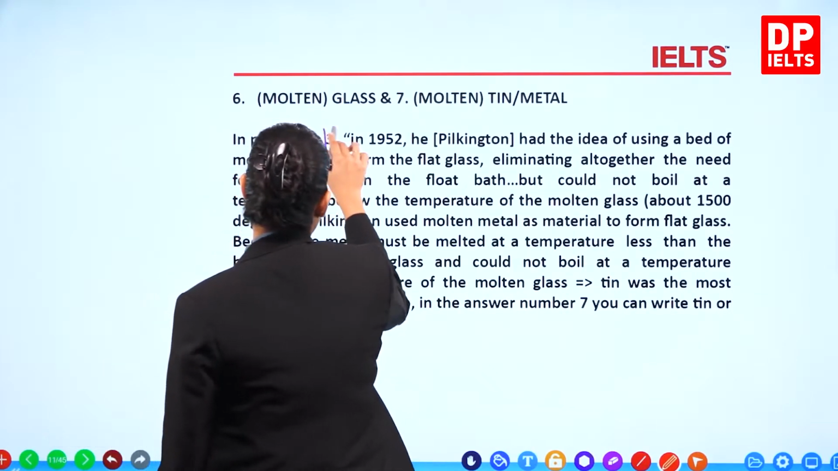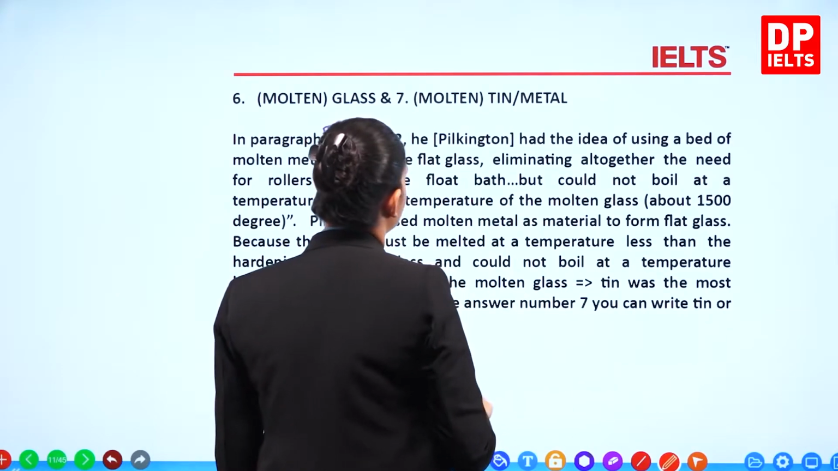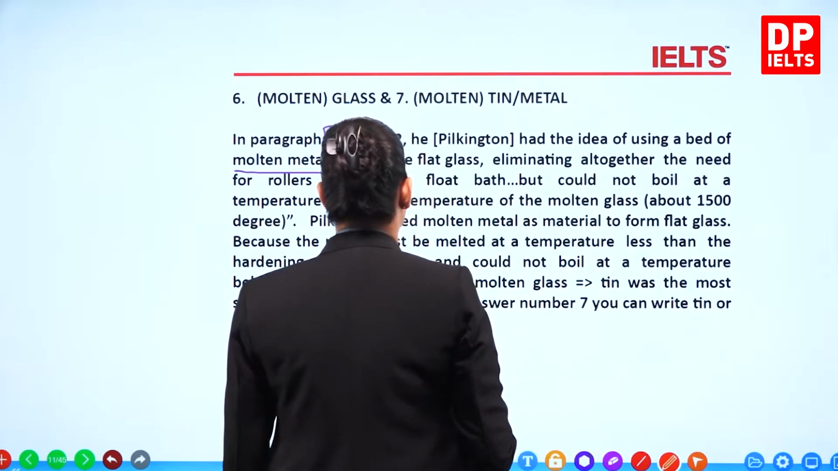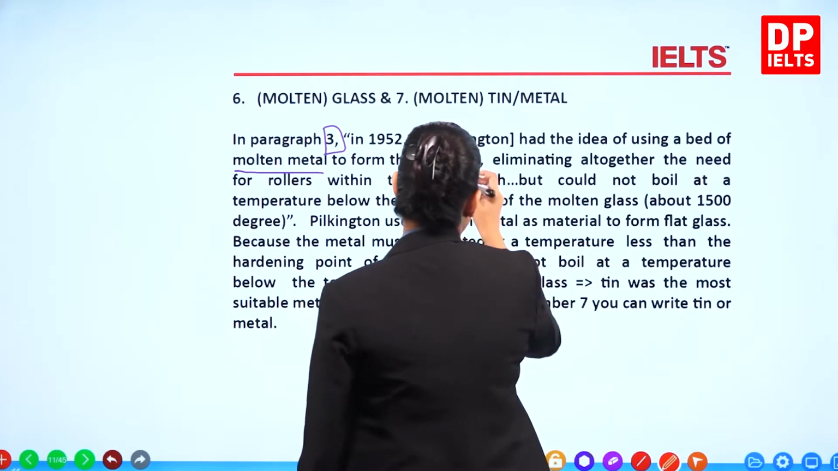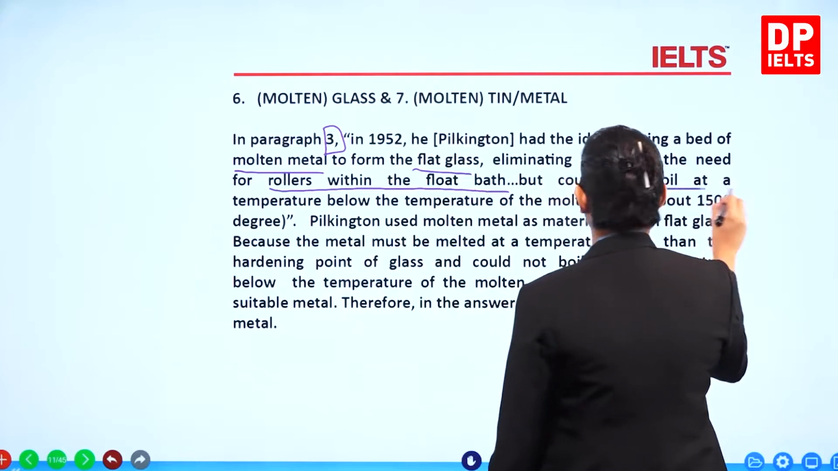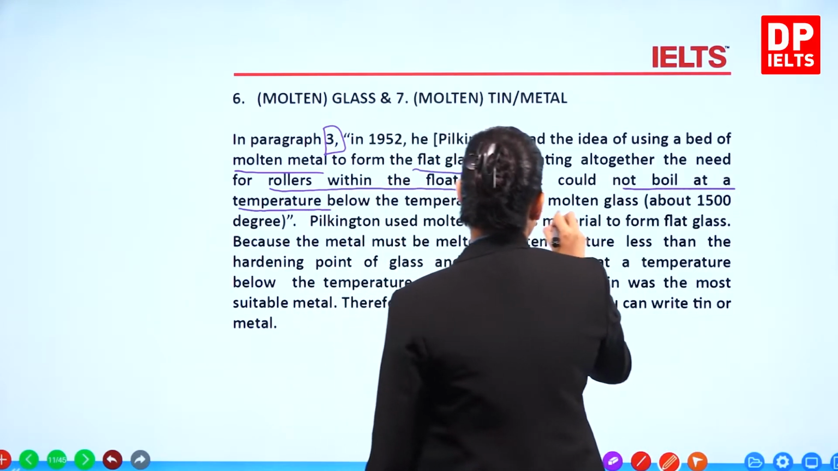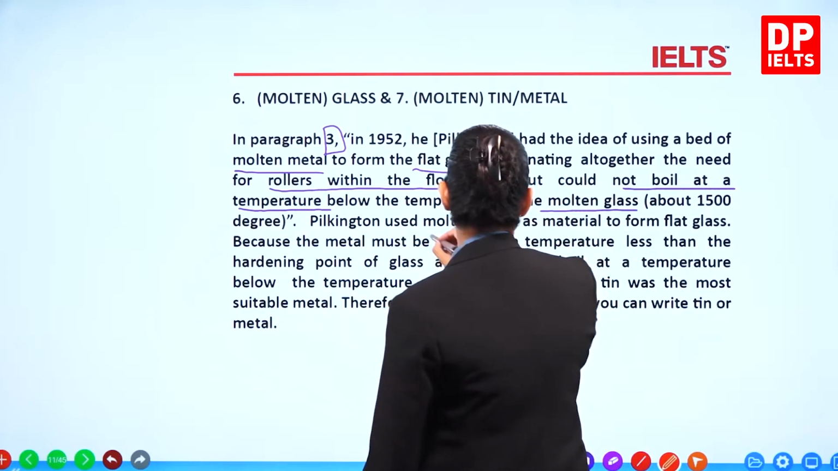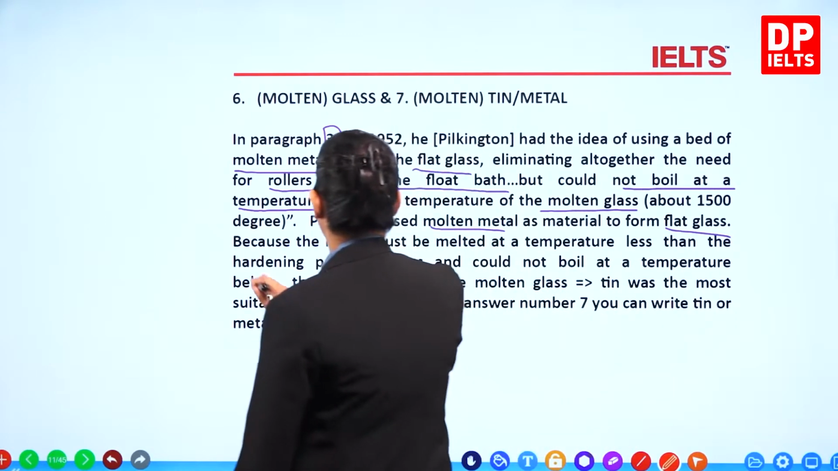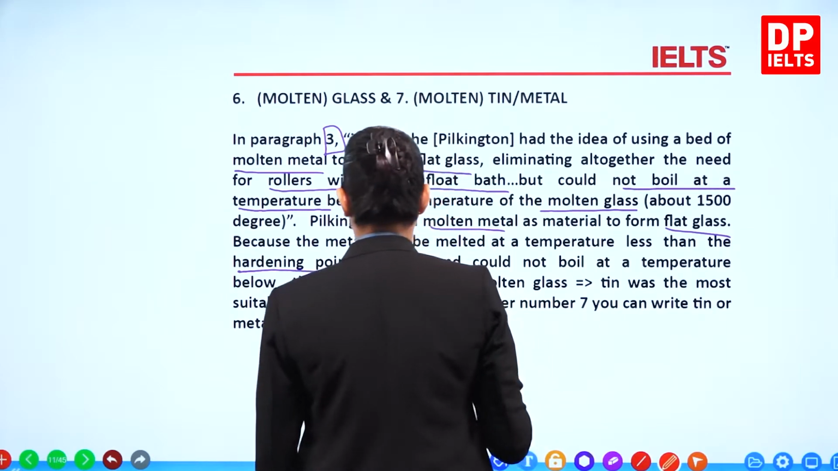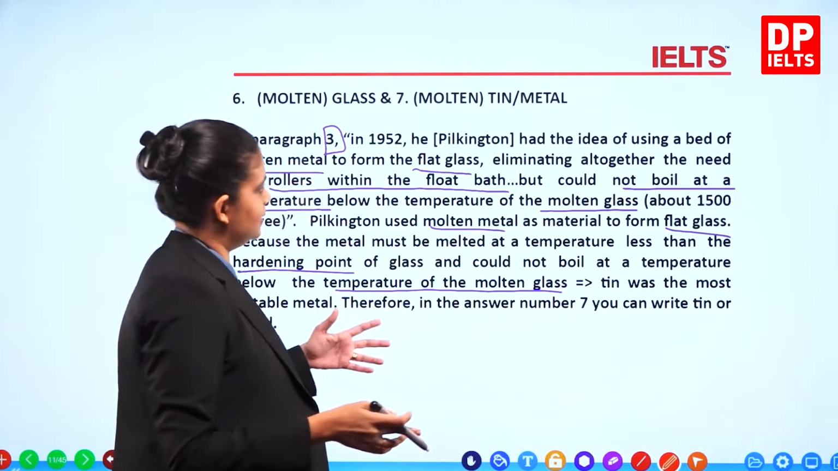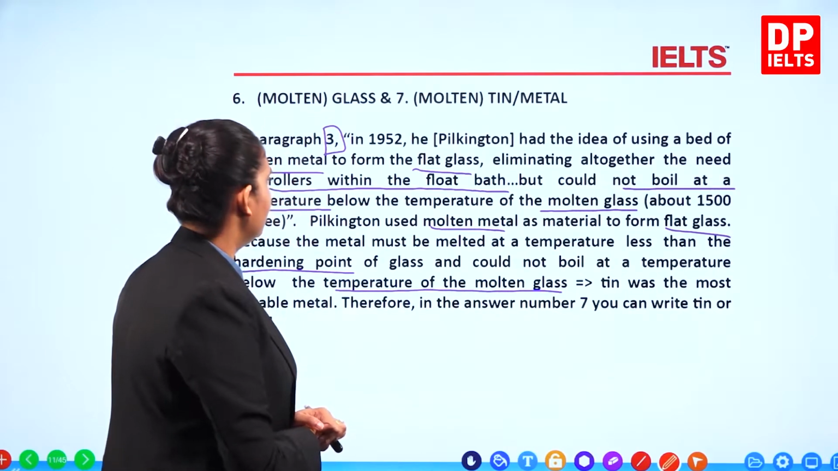So in paragraph 3, in 1952, he had the idea of using a bed of molten metal to form the flat glass, eliminating altogether the need for rollers within the float bath, but could not boil at a temperature below the temperature of the molten glass, right? So he used the molten metal as material to form flat glass, because the metal must be melted at a temperature less than the hardening point of glass and could not boil at a temperature below the temperature of molten glass. So it was that tin was the most suitable metal, and therefore for question number 7, the answer is tin, and here it was molten glass, right?